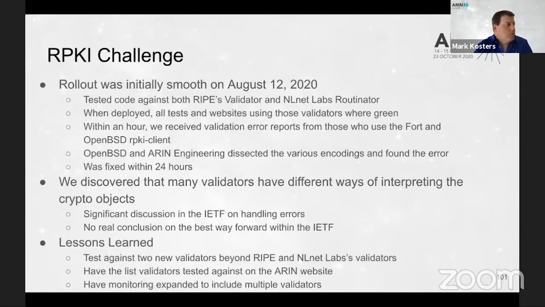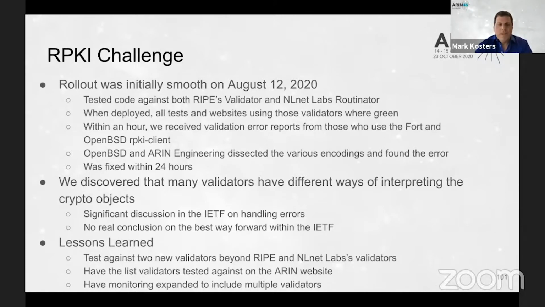But within an hour, we received notifications of validation error reports from people who use the Fort and OpenBSD RPKI clients. We then worked with the OpenBSD folks and our own engineers to dissect what was actually going on, and found a very small encoding error that we had to fix. This was fixed within 24 hours. It was a fairly obscure thing, and we were very happy with the efforts the OpenBSD folks made to help work with us, because that greatly reduced our time to figure out what was going on.